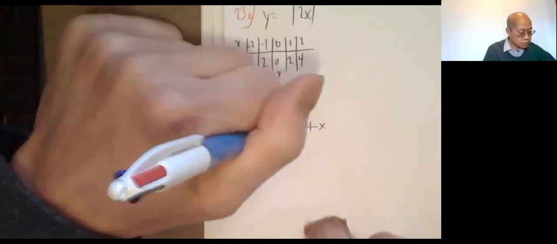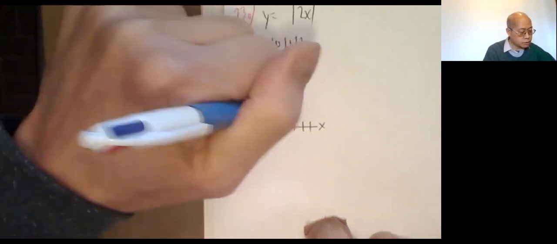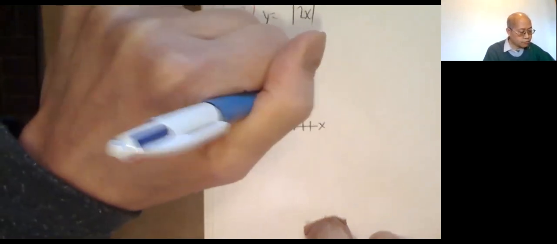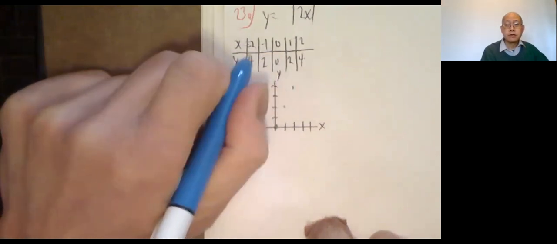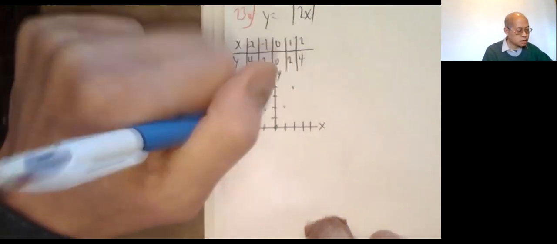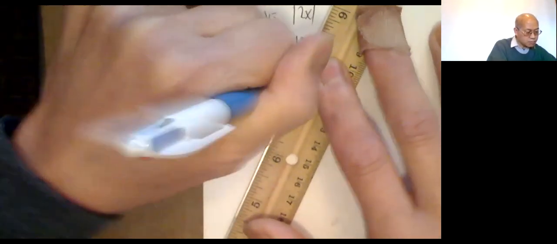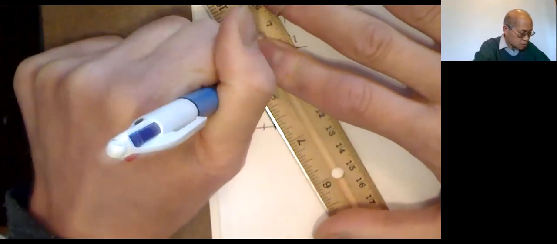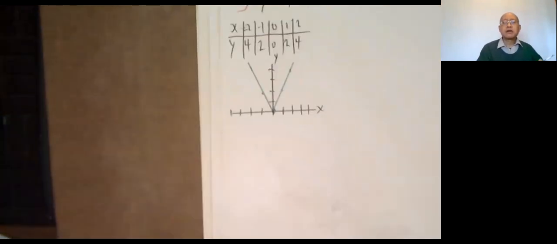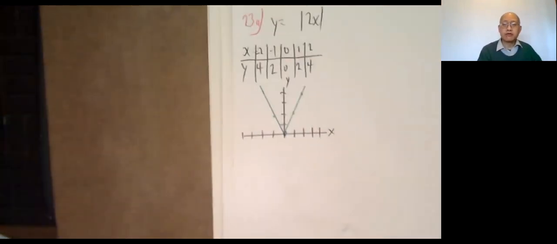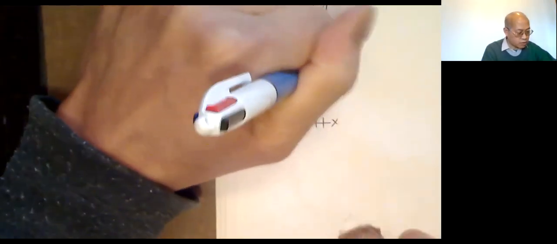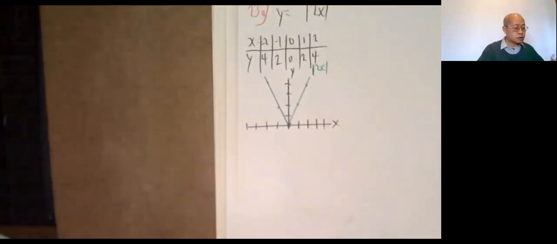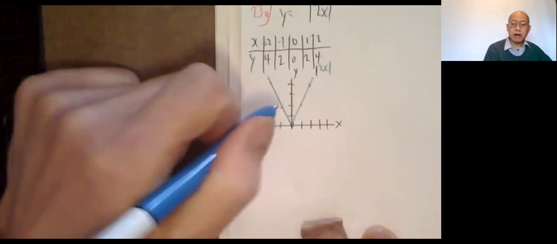0, 0. 1, 2. 2, 4. -1, 2. -2, 4. So it's still V-shaped. Let's compare it with the actual absolute value function. The thing that I have in green is absolute value of 2x. In red, I'll show you the actual absolute value function. So the problem is technically finished.